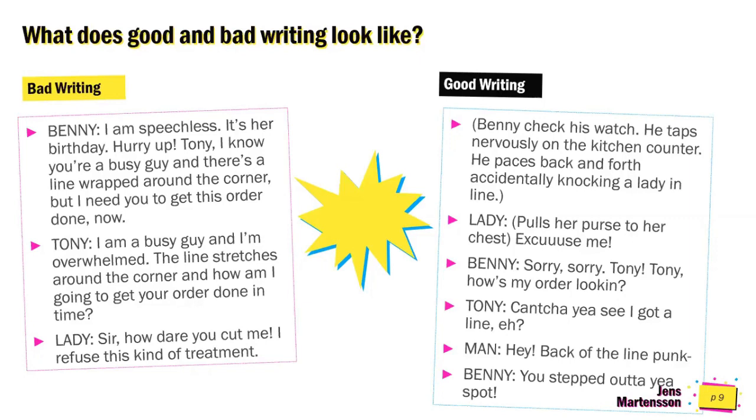The reason why the dialogue on the right is good writing is that we have characters speaking in incomplete sentences. We rarely get an idea of who Tony is and who the man is that's yelling at the young punk who stepped out of line. We see the lady clutching her purse after Benny nervously knocks into her. And we know that Benny's nervous about getting the order out on time because he's checking his watch. He's tapping on the counter. He's pacing back and forth. His actions are saying more than his words.